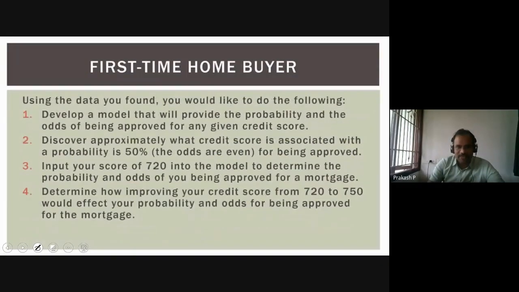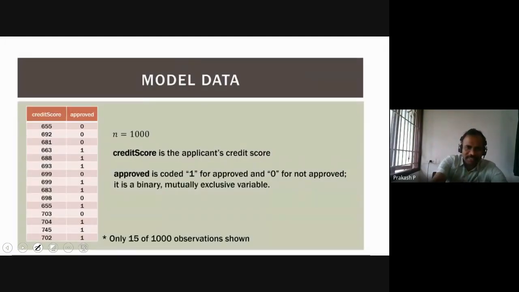So first, we need to develop a model that will provide a probability. Here comes the concept called probability. Using this probability, we are going to say whether there is a 50% probability that it may be approved or not. If your input score is 720, we are going to determine whether your mortgage is approved or not. We'll see how we are going to do it. Assuming 1000 data points, I am going to consider only these 15 records as of now. Approved is 1, non-approved is 0.